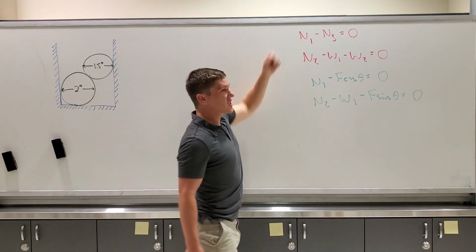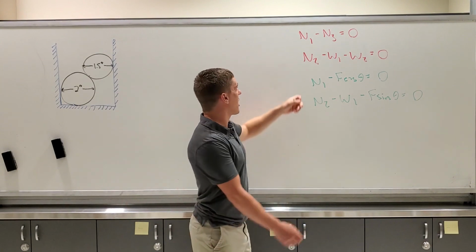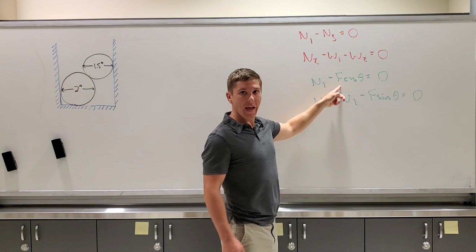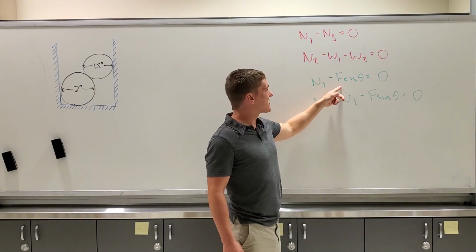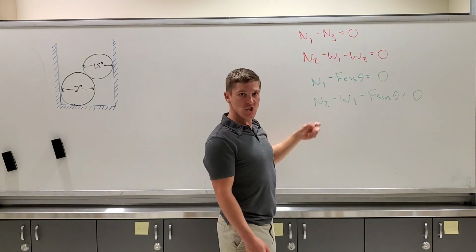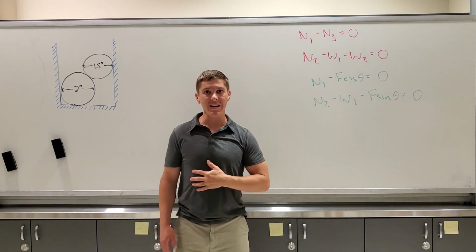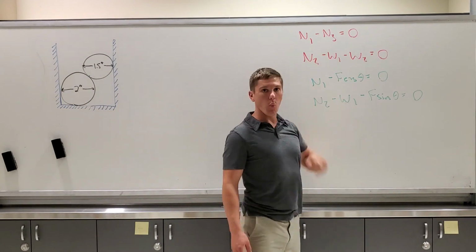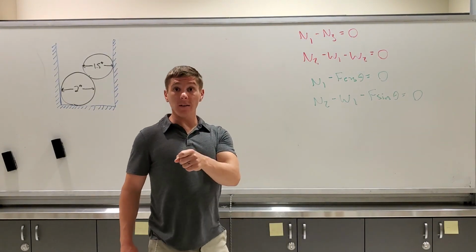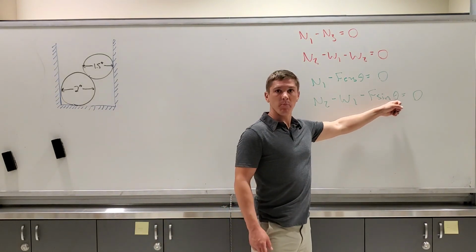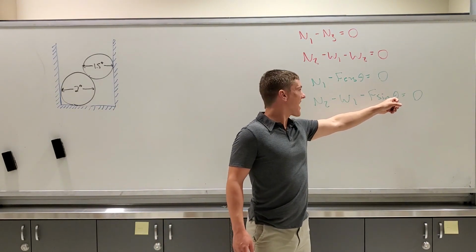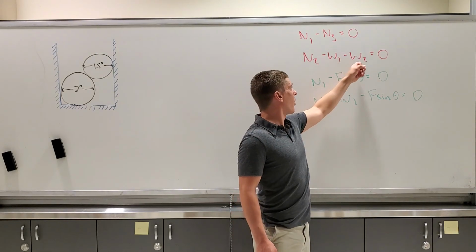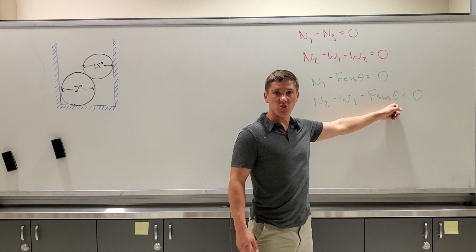So, in this system of 4 equations, I have 4 unknowns. I don't know N1, I don't know N2, I don't know N3, and I don't know F. So those are going to be the 4 unknowns that we need to solve for. If I have 4 equations, 4 unknowns, I should have everything that I need to solve this problem. The only thing that I'm missing is weight 1 and weight 2. Sorry, not just weight 1 and weight 2. I'm also missing theta, which is the angle with the horizontal that the contact force between the spheres acts. So I need to figure out weight 1, weight 2, and theta in order to solve this problem.